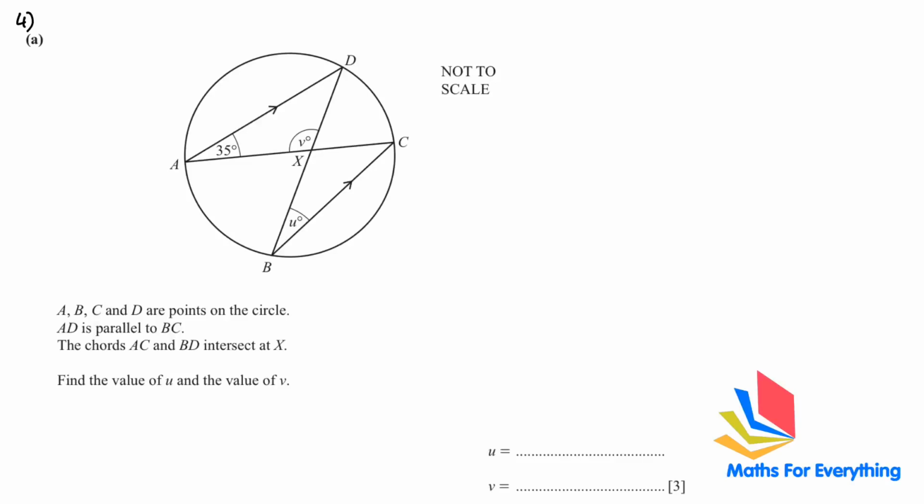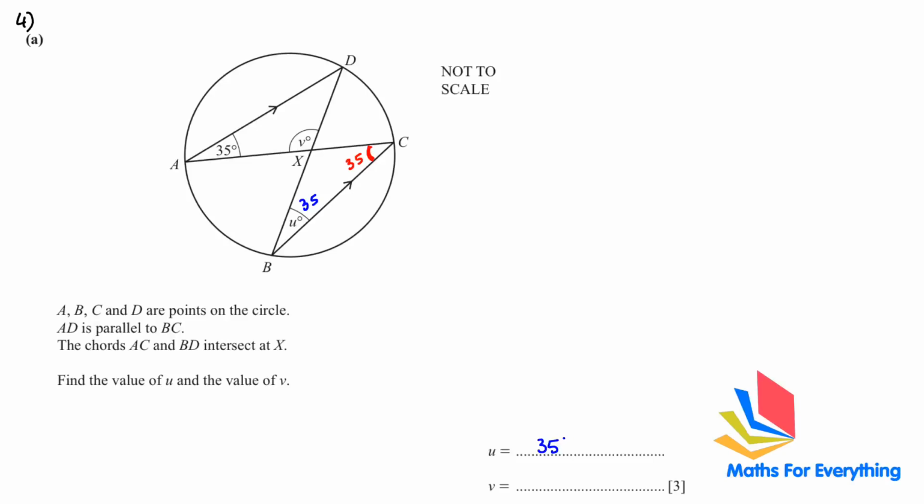Till now you must have understood that it is going to be 35. And what is the reason for it? Angles in the same segment are equal. Now that we know that U is 35, we need to find V. We also know that angle C is 35.